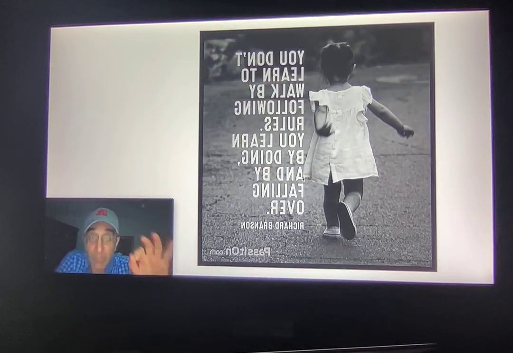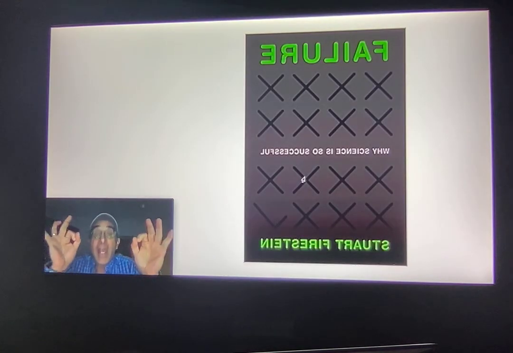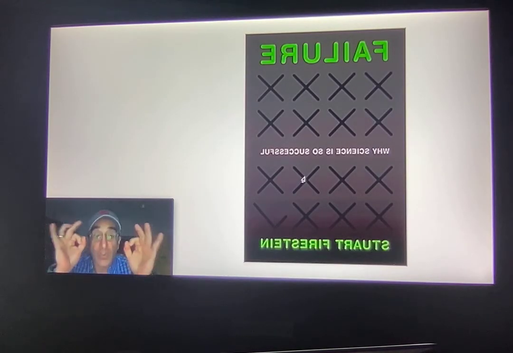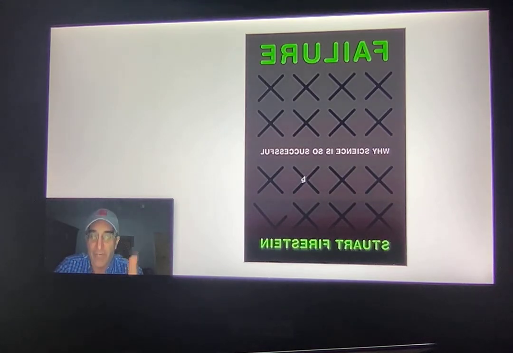Because you want to play with the book, because you don't learn to walk by following the rules. You never see a kid say, let me see how to walk, let me read the book and then I'll do it. No, you learn by doing and by falling over. Kids fall over a lot before they learn how to walk. And failure is why science is so successful. So go out, do, fall, fail, and learn from failure. It's not fail fast, it's learn faster. Thank you.